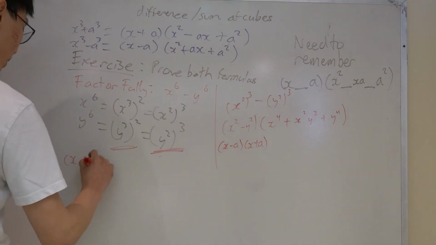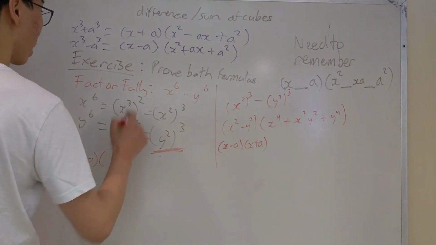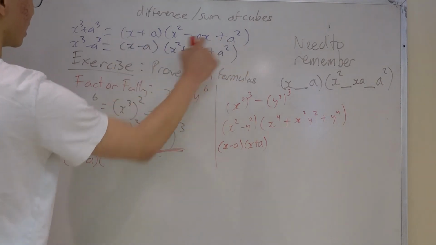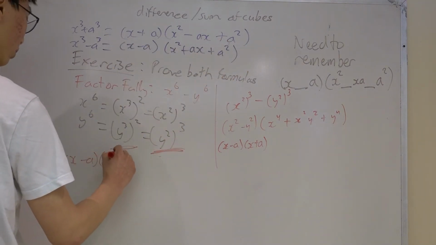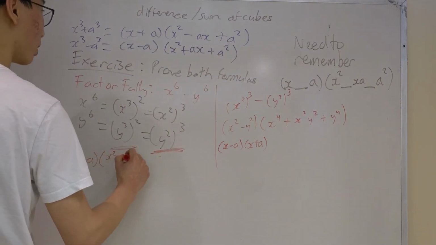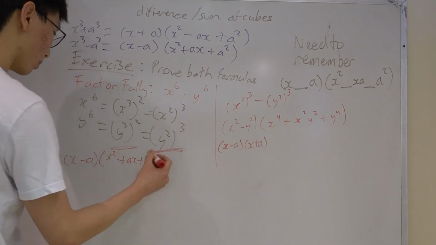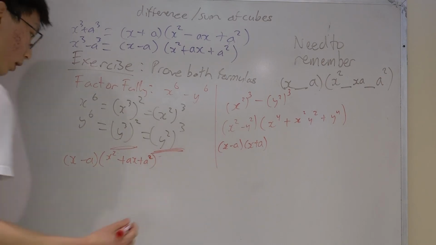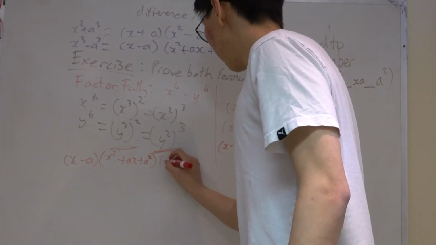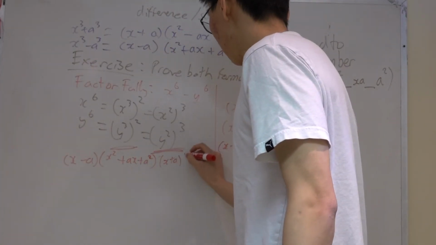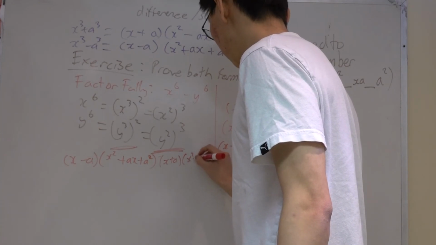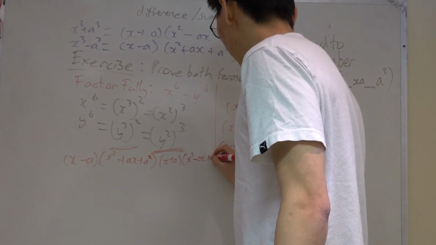x minus a times, it was this thing times this thing. I hope you can go back in the video and check. x squared plus ax plus a squared times, sorry, I'm blocking the board, I know. x plus a, x squared minus ax plus a squared.